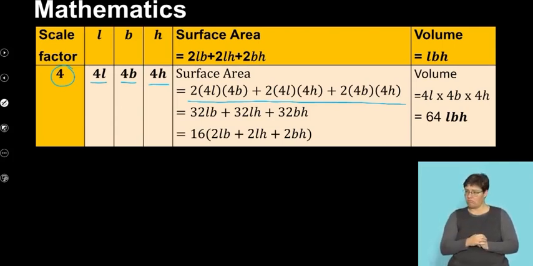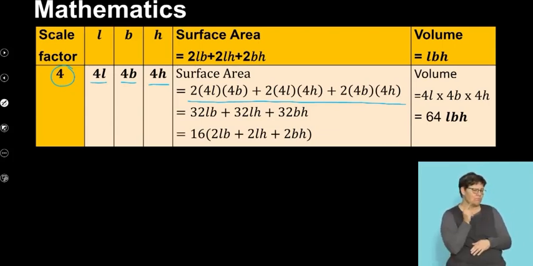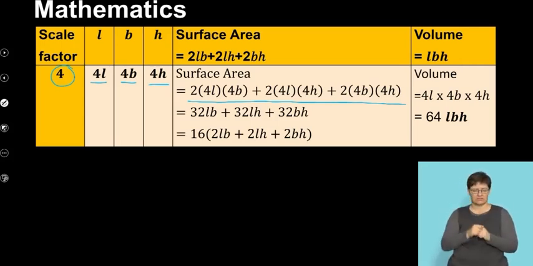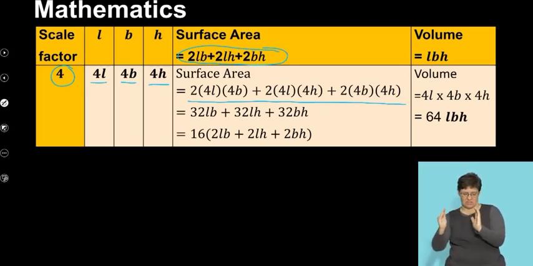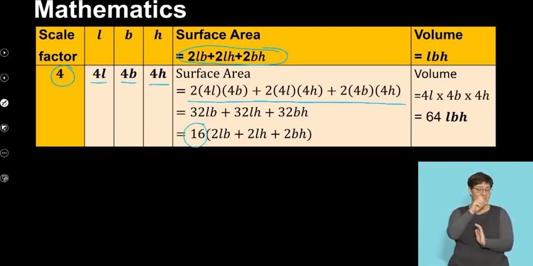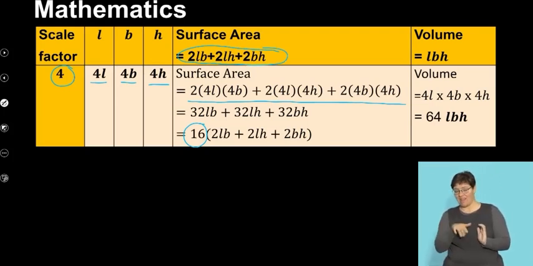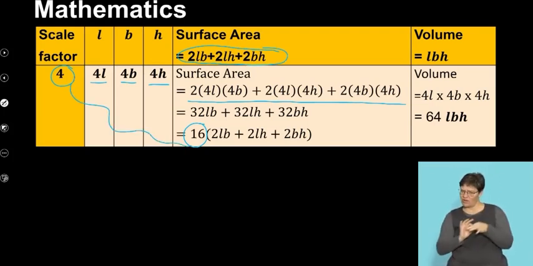Again, guys, is there any way that I can express this new surface area in terms of my old surface area? My old surface area is the normal formula, and if I want to try and see what the connection is, if I take out a highest common factor of 16, I can see that the scale factor of 4 led to my surface area being 16 times the original surface area. So again, I'm going to ask you to put your thinking caps on.